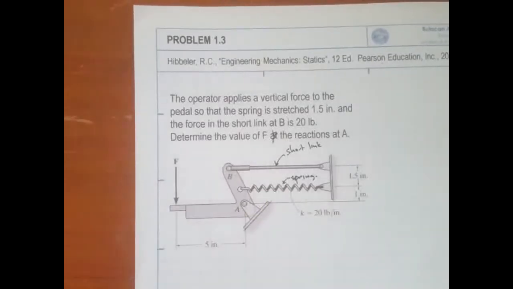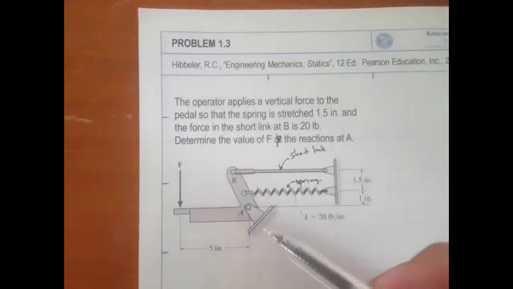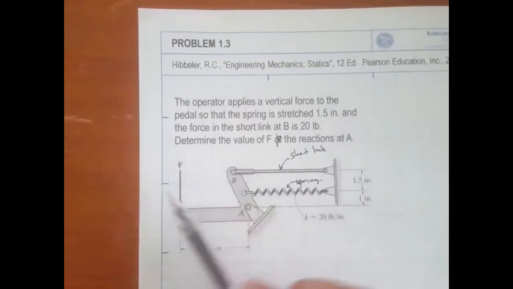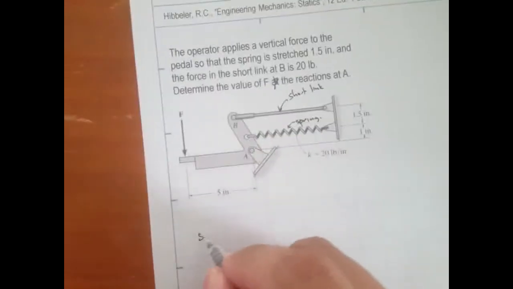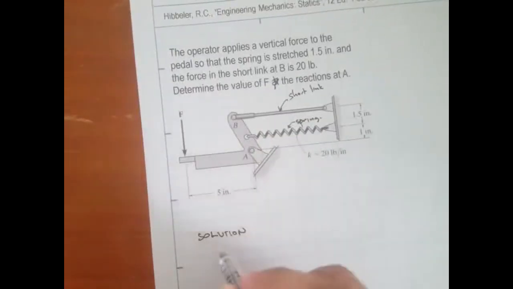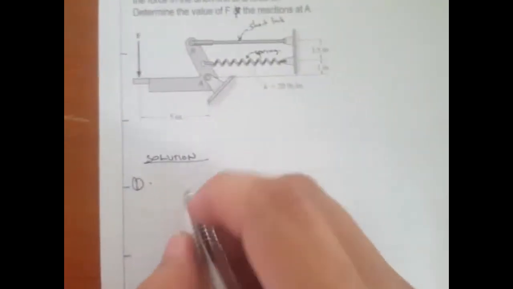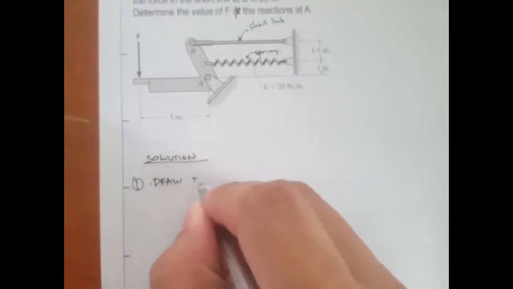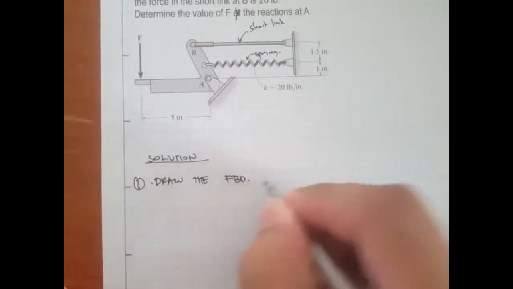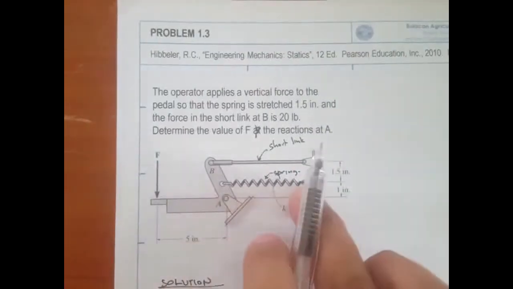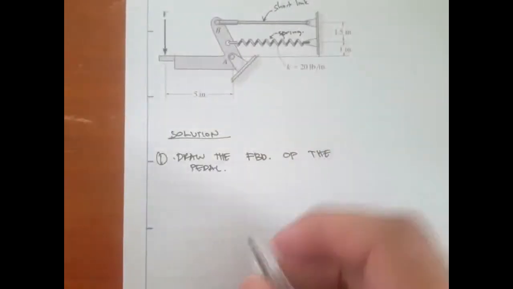So the problem asks us to find the reactions at A, the reactions at the pin, and then the unknown force F. I think we should first draw the free body diagram. So the first step is to draw the free body diagram of the pedal. Our system for analysis is just the pedal, not including the spring and not including the short link.